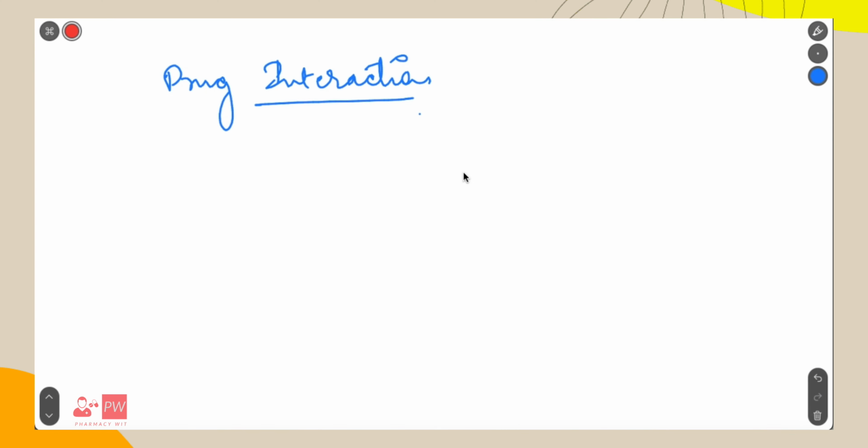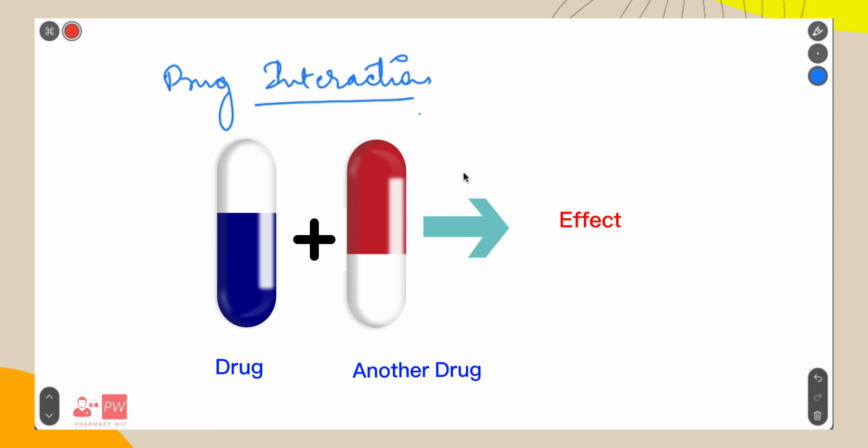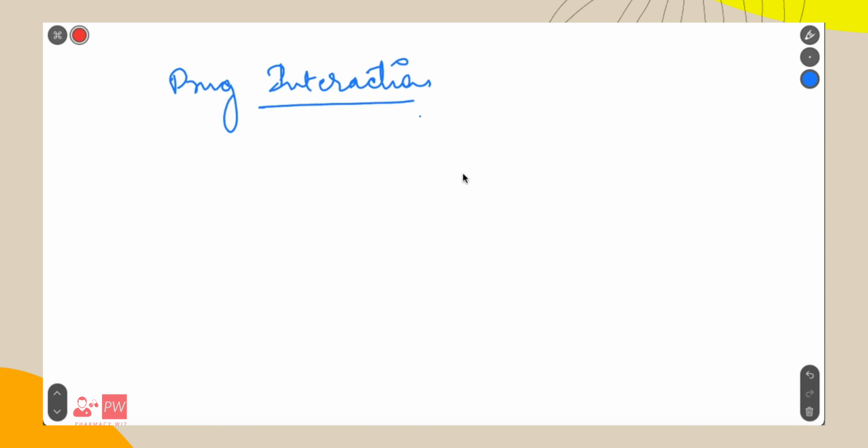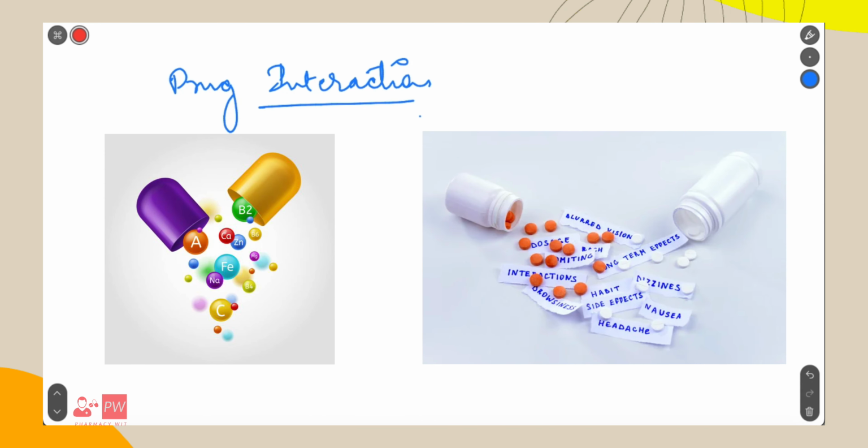Now the next factor is drug interaction. It is a situation in which a substance, usually another drug, affects the activity of a drug when both are administered together. So drug interaction is a change in the action or a side effect of a drug caused by a concomitant administration with a food, supplement or any other drug.